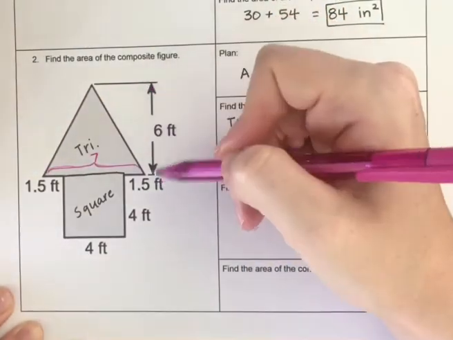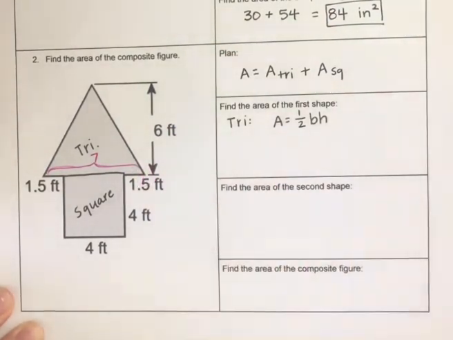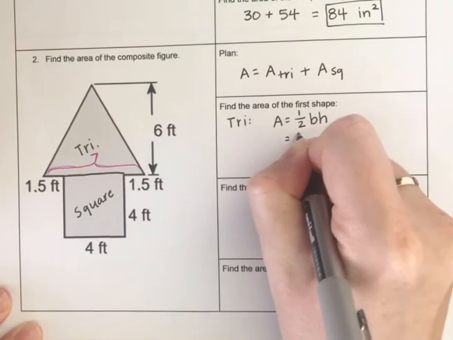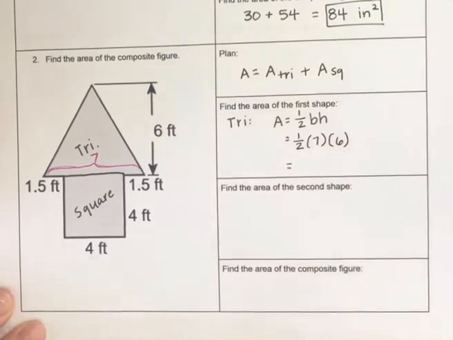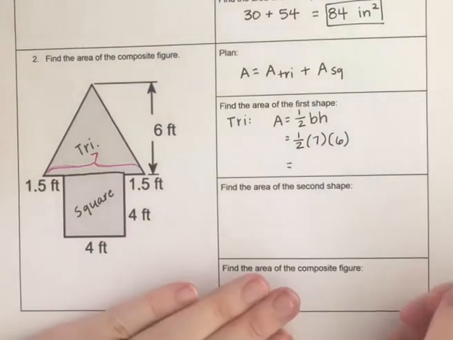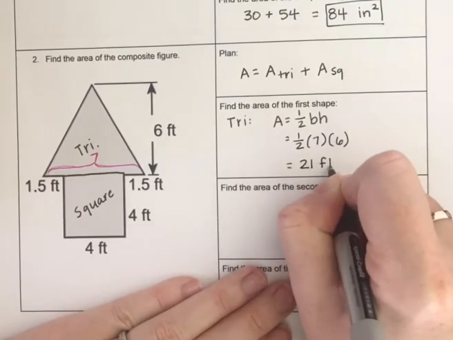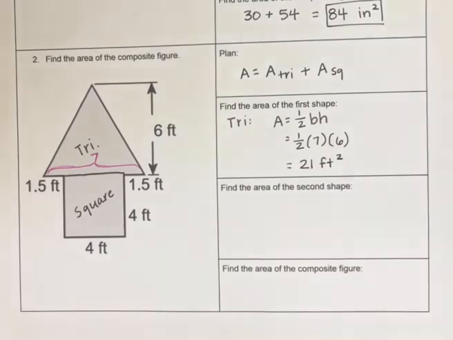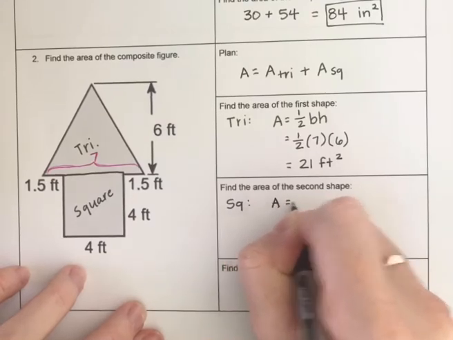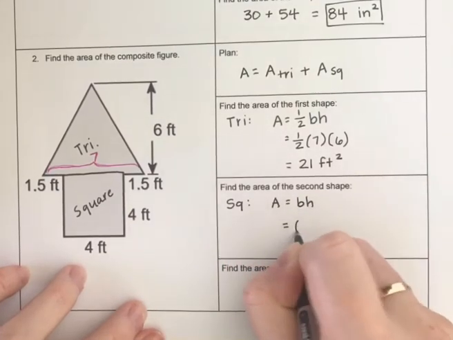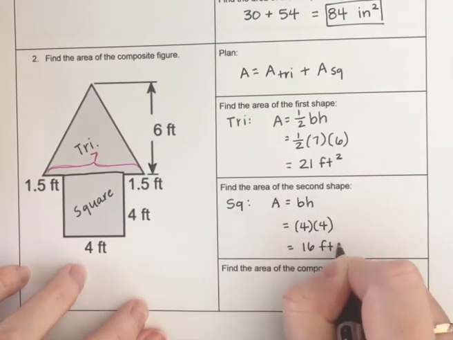And then the height, remember, is that vertical distance between the tip and my base. So my base here is going to be 7, and then my height is going to be 6, okay? So plug that into your calculator. Now that we have 1/2 times 7 times 6, that's going to give me 21, and this is feet squared. Okay, and then for my square, area of a square, it's just a rectangle, so base times height, 4 times 4 gives me 16 feet squared.